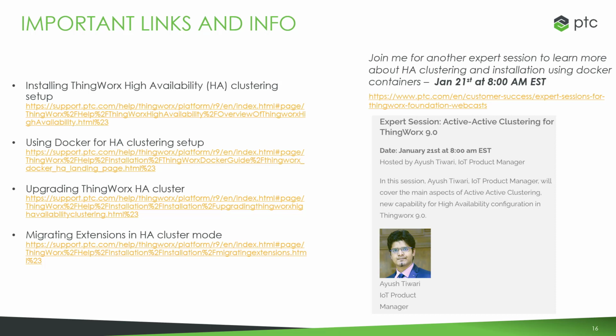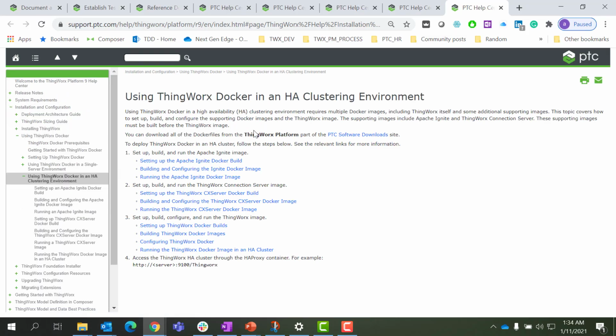Next, I would like to highlight some of the important links that you can use to quickly test how to perform your rolling update on the ThingWorx platform. You can set up your ThingWorx HA cluster by going through the Help Center documents. You can set up ThingWorx HA cluster in the Docker mode using Docker container images, where all the instructions have been provided on the ThingWorx PDC Help Center version 9.0.